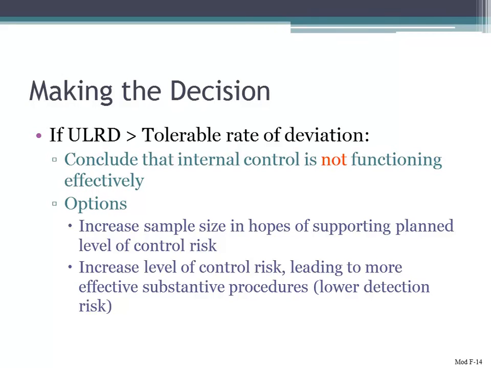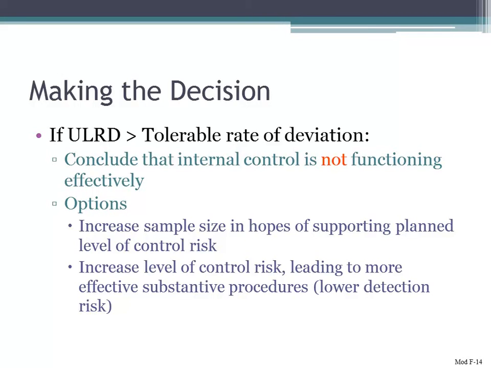The auditor can make a decision of whether or not they're going to increase the sample size in hopes of supporting their planned level of control risk, because remember, you set a planned level of control risk back in the planning stage, right? You assess internal control risk as either effective or not. You can increase your level of control risk, leading to more effective substantive procedures, lower detection risk. You want to lower your risk that your auditing procedures will not detect a material misstatement or an exception in the case of internal controls.